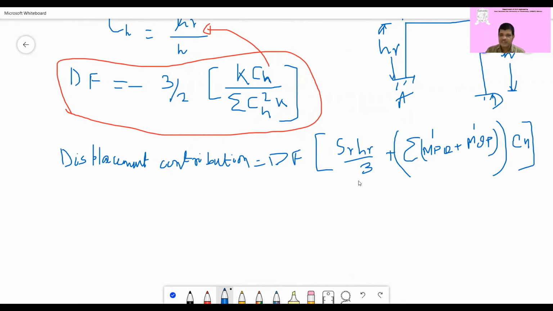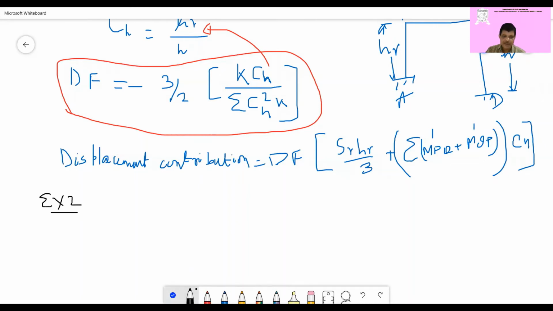Earlier it was simply SR by 3 plus the summation of the column moments at top and bottom end. Now these column moments at top and bottom end will multiply with Ch. So the Ch value for this will be different and for that will be different, and that will be taken into consideration. Let us go through an example, and in the example we will be able to solve this. So let us take example 2.